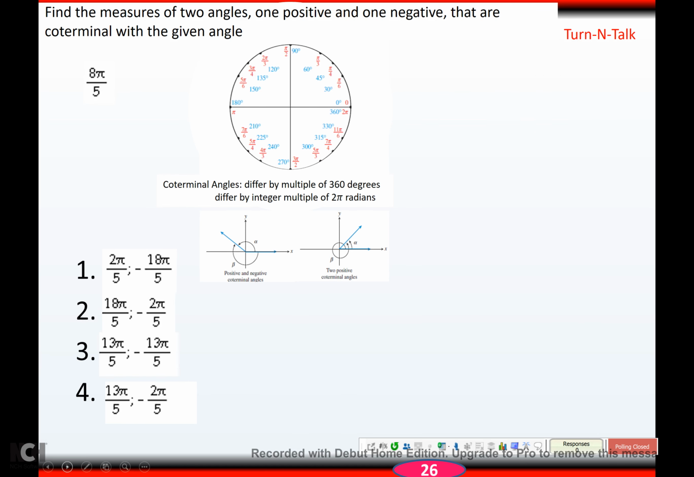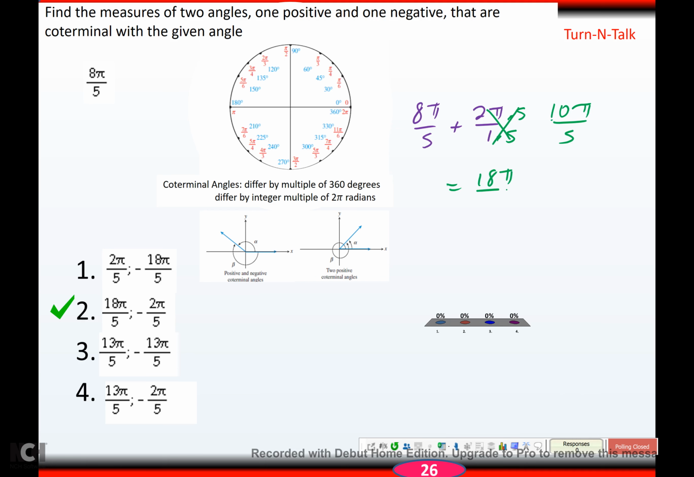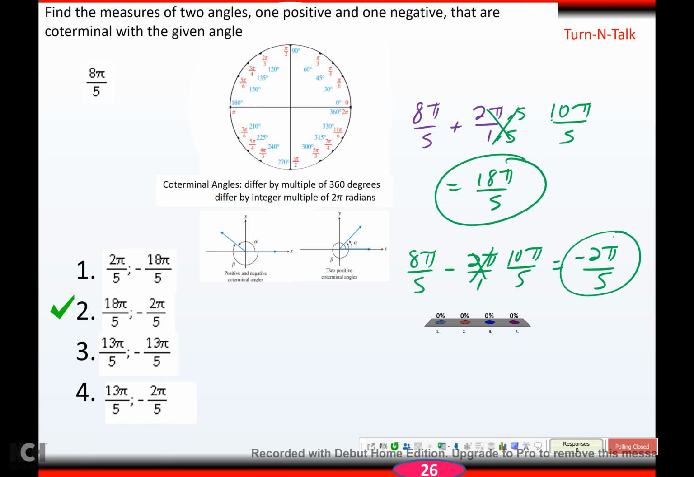Alright, in radians, you do this one, hit pause, come back when you're ready. And hopefully you got 2. If I take 8 pi over 5 and I add 2 pi, I need a common denominator, which would be 5. So times 5 is 10 pi over 5, which would give me 18 pi over 5. And if I take 8 pi over 5 and I subtract 2 pi, which we already figured out was 10 pi over 5, you get negative 2 pi over 5. So there's your positive coterminal and there's your negative coterminal.